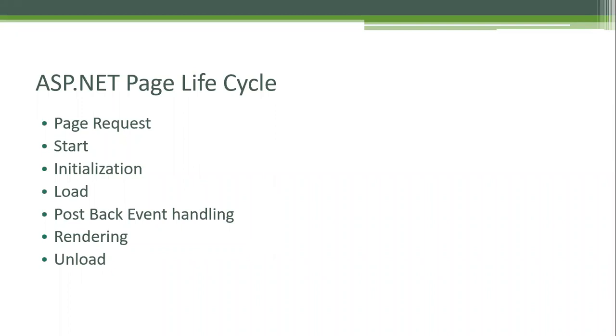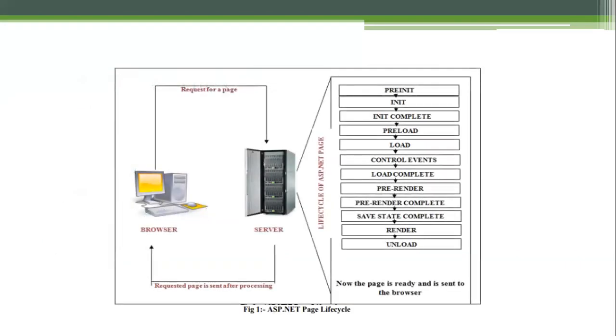From request to response, how many stages it is undergoing is called a page life cycle. So there are around 7 stages in an ASP.NET page life cycle: page request, start, initialization, load, postback event handling, rendering, unload. These are the 7 stages available in the life cycle. So from request to response, every ASP.NET page undergoes these 7 stages. Okay, we have different events associated with each stage.